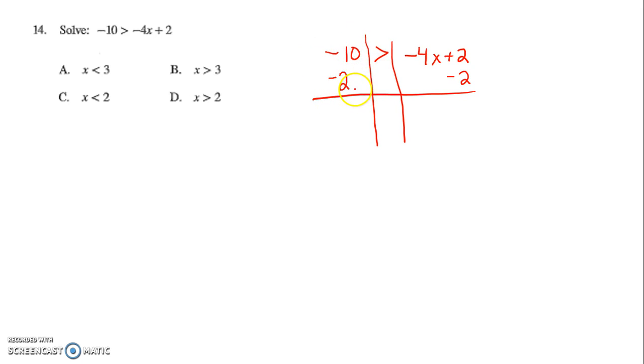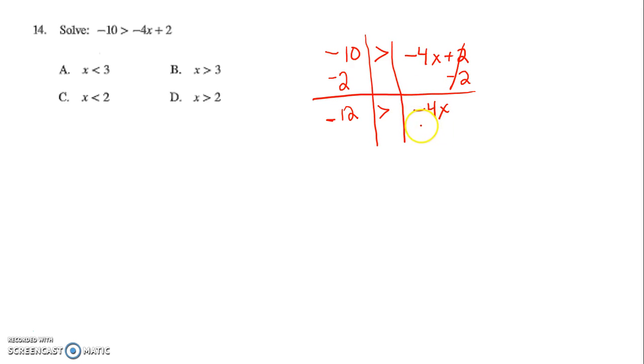And negative 10 minus 2, signs are the same. Find the sum, keep the sign. Negative 10, you lost $10 to me. You lost 2 more, you're down $12. So negative 12 is greater than, and on the right-hand side, we still have negative 4x.